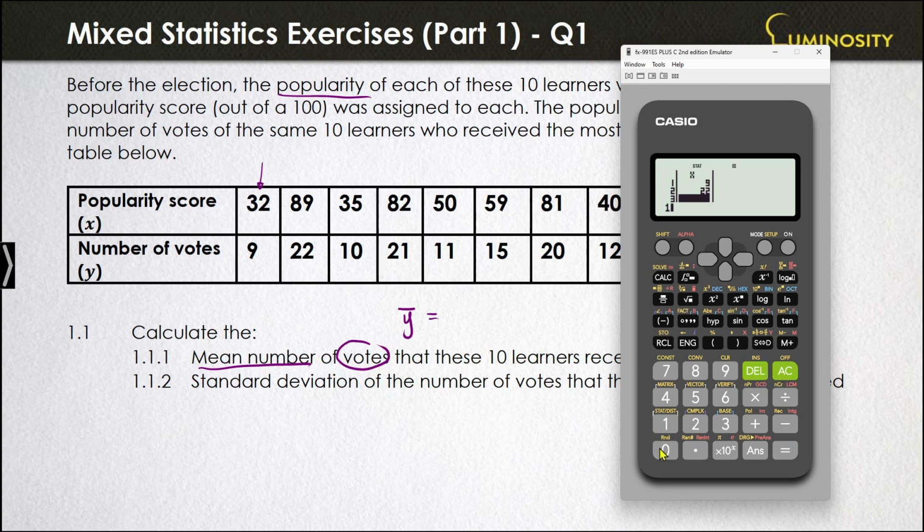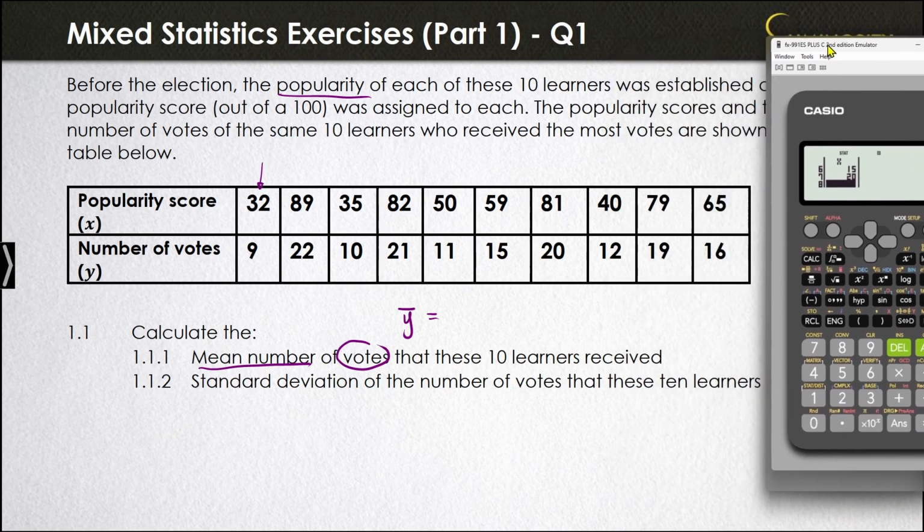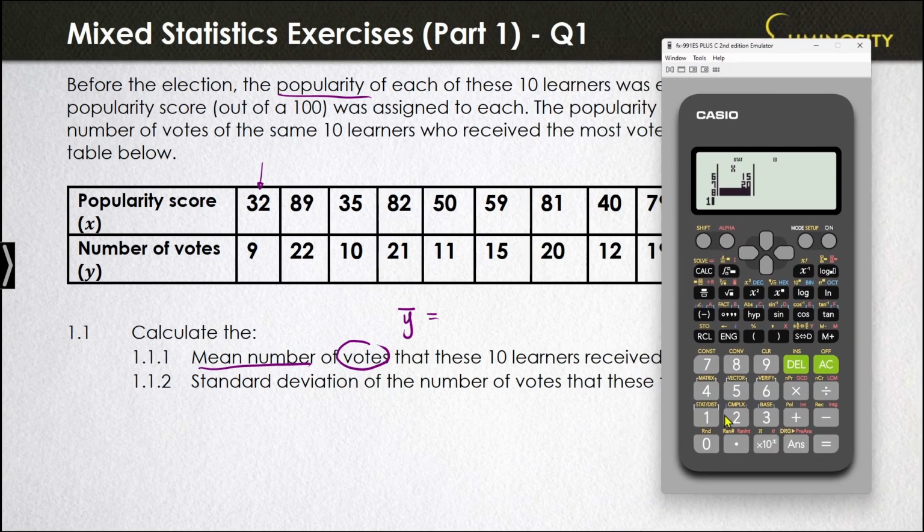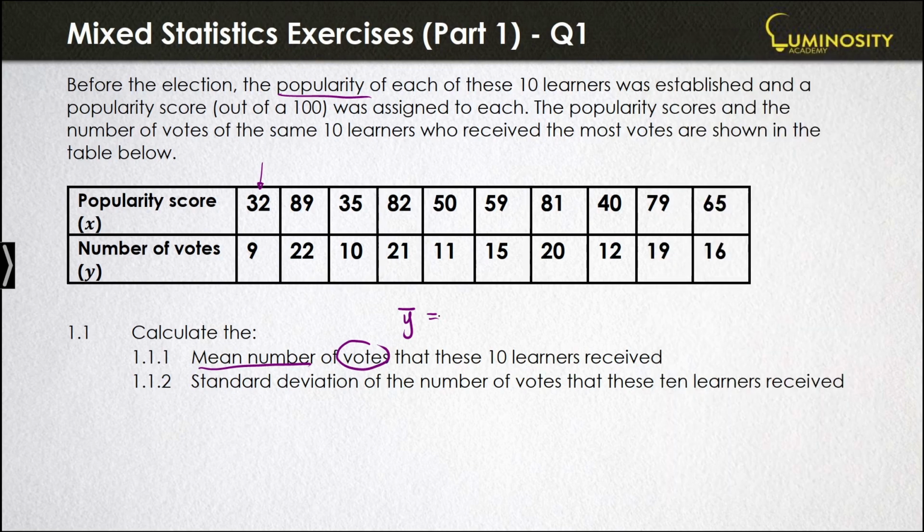So 9, 22, 10, 21, 11, 15, 20, okay, then it was 12, 19, and 16. Okay, I'm going to click AC, and again I can go Shift, Stat, Variable, Mean. Notice the value changed a little bit. So I might have input something incorrectly originally. Okay, so it's going to be 15.5.